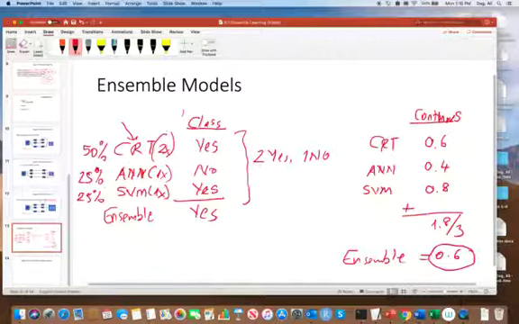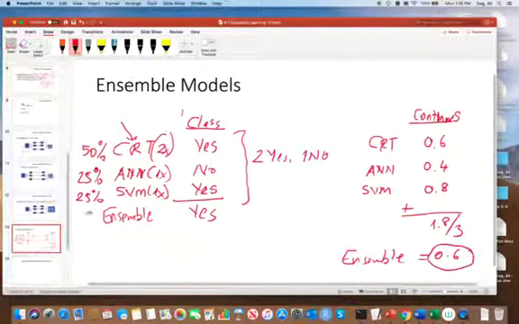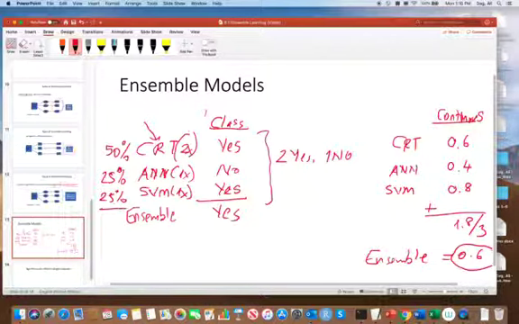weighted than the others. Because in the past, I've seen this guy always makes correct decisions, whereas ANN and SVM, I've seen that they do well, but they do not do as well as the CRT does, okay? Therefore, I have assigned some weights, all right?